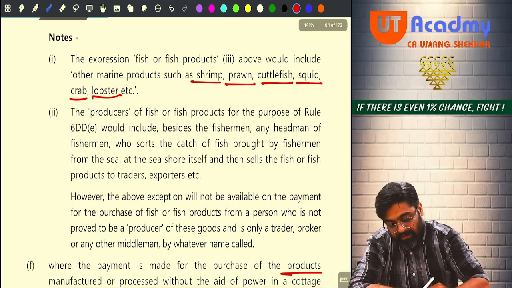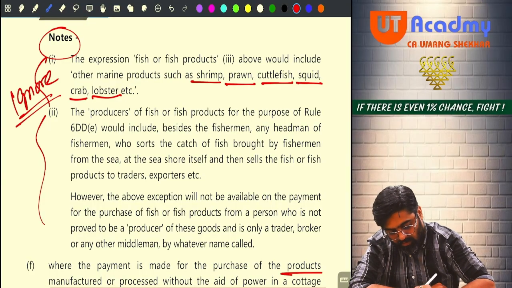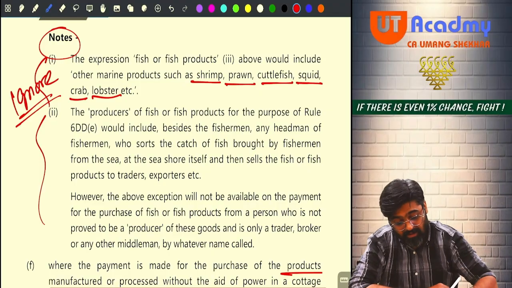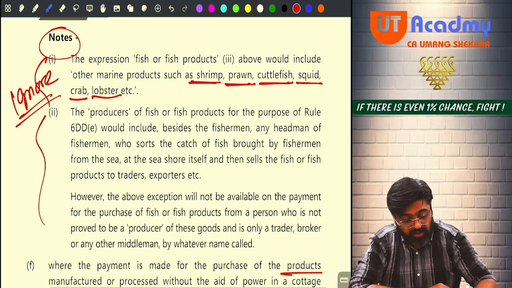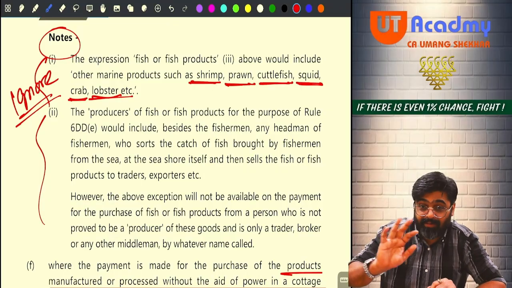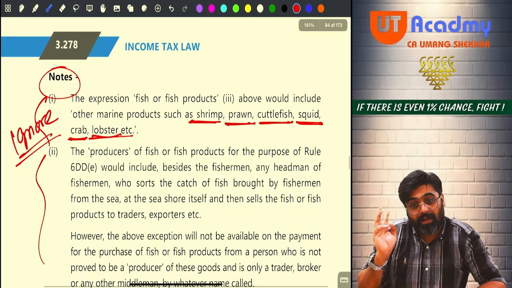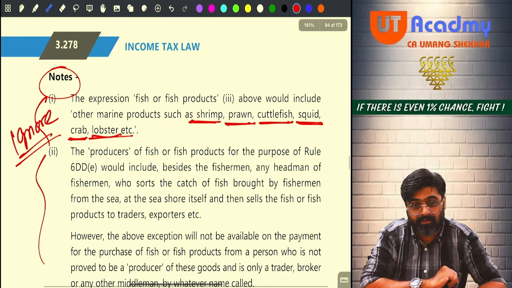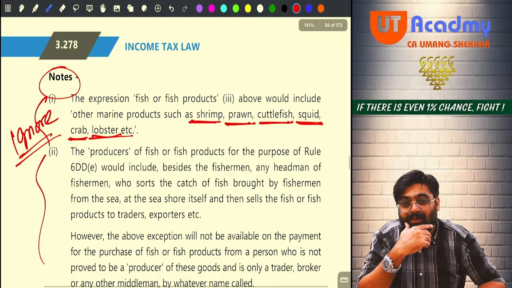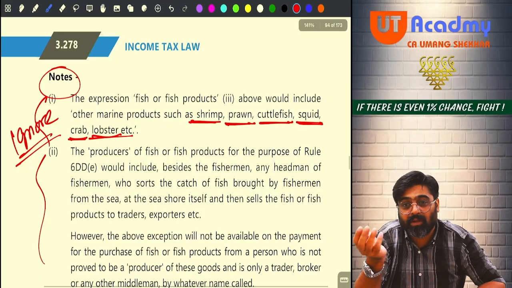Done? Now see, these two notes are given. Ignore these two notes. What is the meaning of fish? Fish products. See? Shrimp, prawns, cuttlefish, squid, crab, lobsters, etc. are fish. Clarification given. So in that fish or fish products, even these will be treated as fish. So any payment made for them is as good as payment made for fish or fish products. Even that will not attract 48.3. So likewise, one more clarification is given below about the fish products.